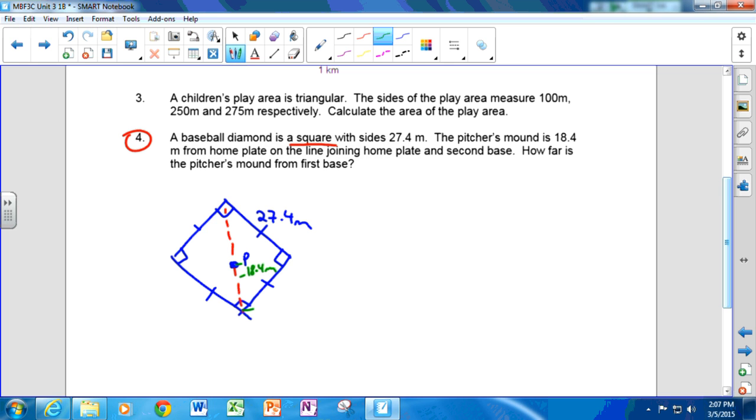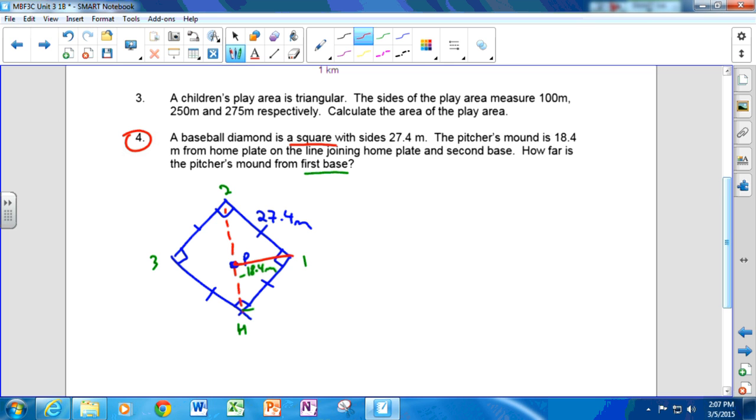How far is the pitcher's mound from first base? So this is first, second, third, and this is home plate. What they're asking us is how far is this place here from there? There we go. So now we have the geometry.